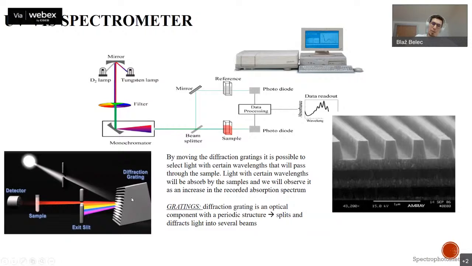Modern spectrometers also got this special feature. So a diffraction grating is an optical component with a periodic structure, as it is presented here. This part of the instrument splits and diffracts light into several beams, so we can also measure at the specific wavelength.